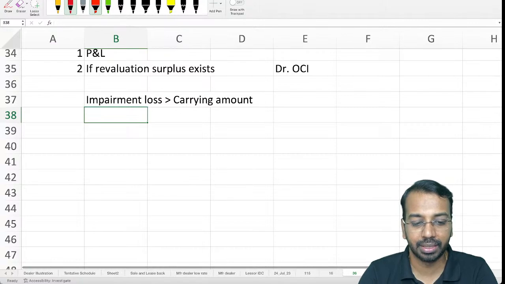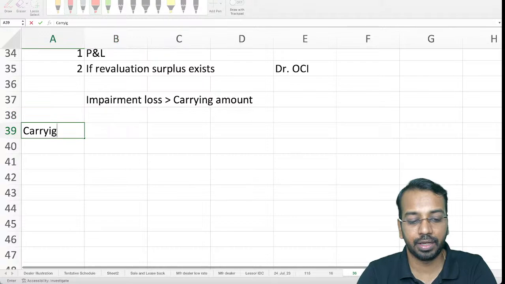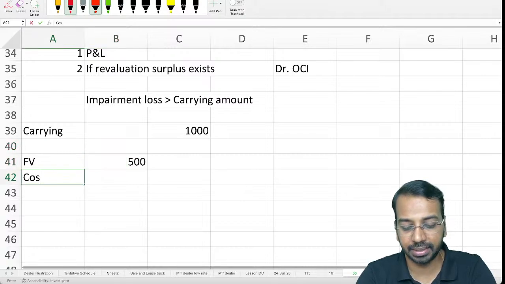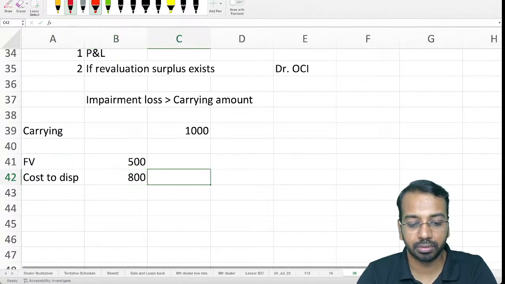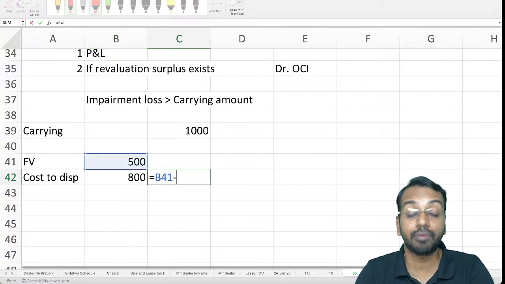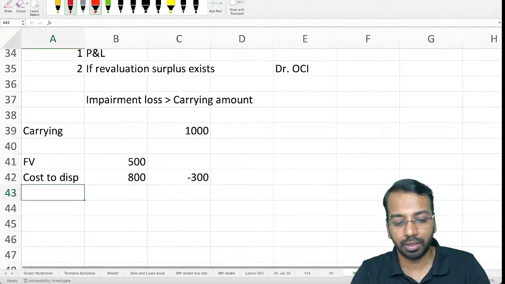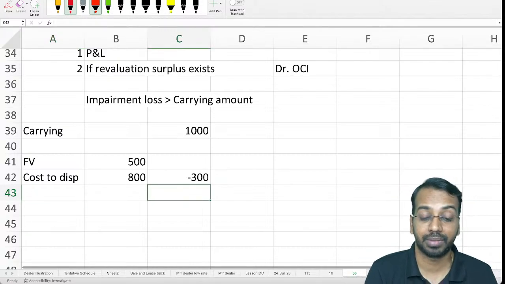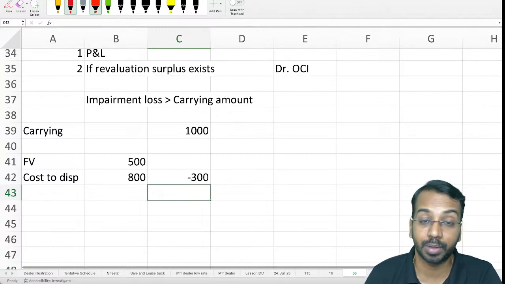For example, carrying amount is 1000. Fair value is 500. Cost to sell is, let us say, 800. Now 500 is the fair value minus 800, so I have to incur a liability of 300. I will not get anything; I have to pay 300 to somebody, and my impairment loss becomes 1300.